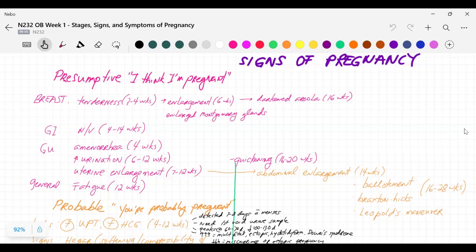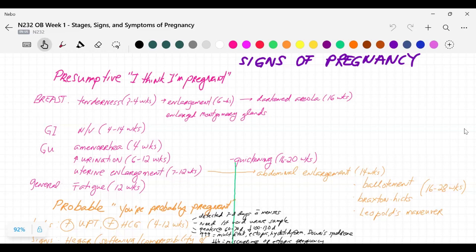Which hormone is responsible for that again? That's a trick question because there's 2. Breast tenderness, estrogen; areola darkening, MSH, right? Melanocyte stimulating hormone, very good. And then the GI, you get the nausea, vomiting, but that could be just, I don't know, bad burritos. That doesn't necessarily mean pregnant. But usually at 4 to 14 weeks, you have the nausea, vomiting.